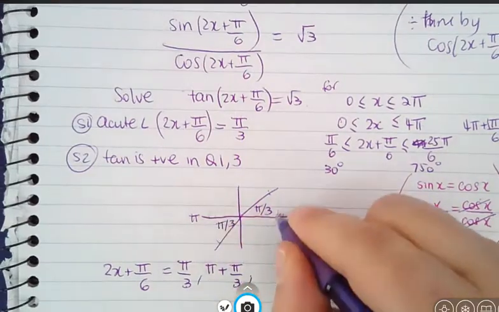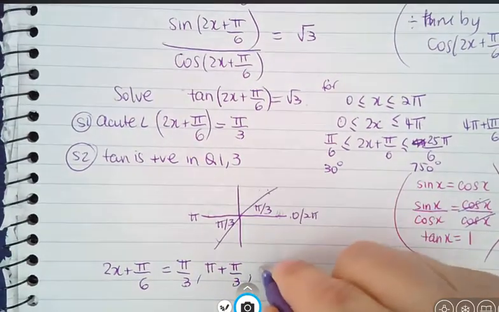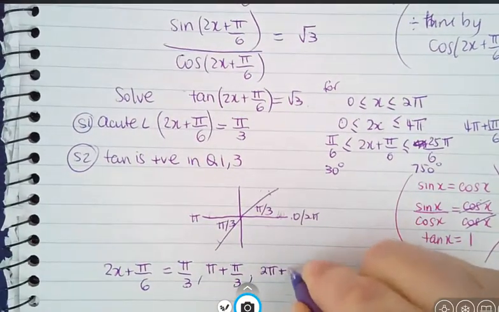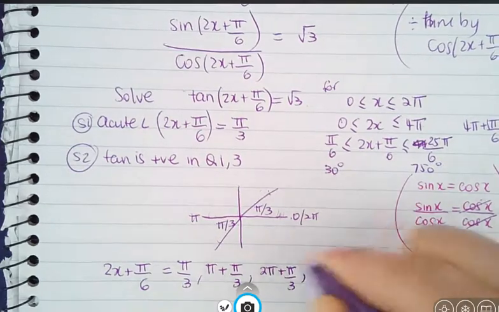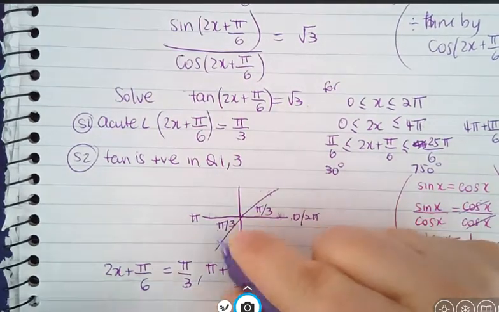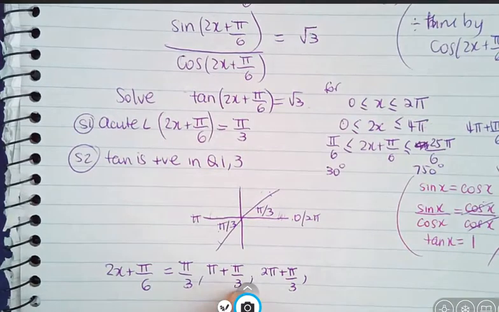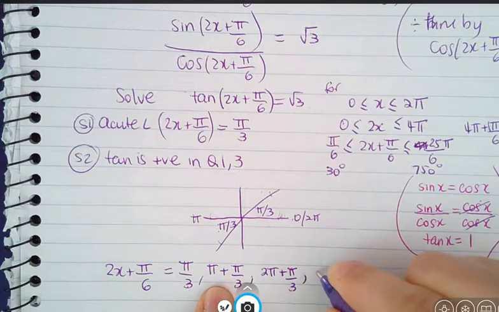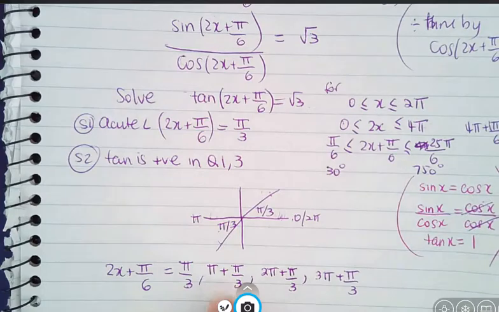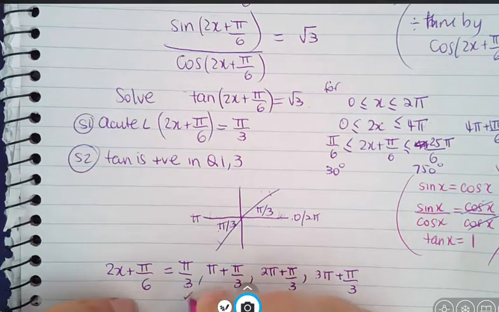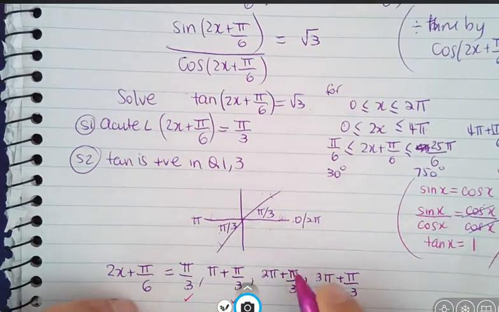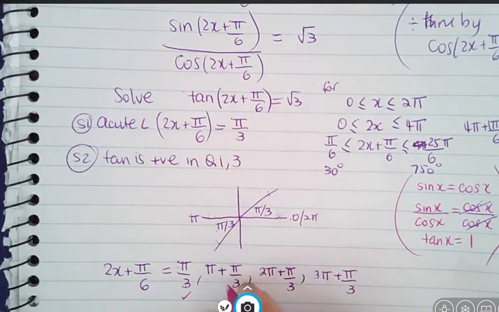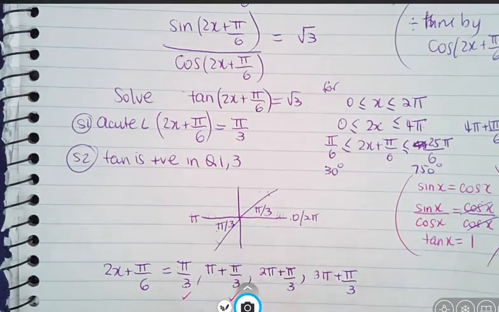So now I'm up to 2 pi. What's my next one? I'm going to write it out fully: 2 pi plus the first one and 2 pi plus this one. So I've got my first two. Add 2 pi to this and that. What would I get if I add 2 pi to this? 3 pi plus pi on 3. I'm adding 2 pi to that one and I'm adding 2 pi to this: 2 pi plus pi on 3.